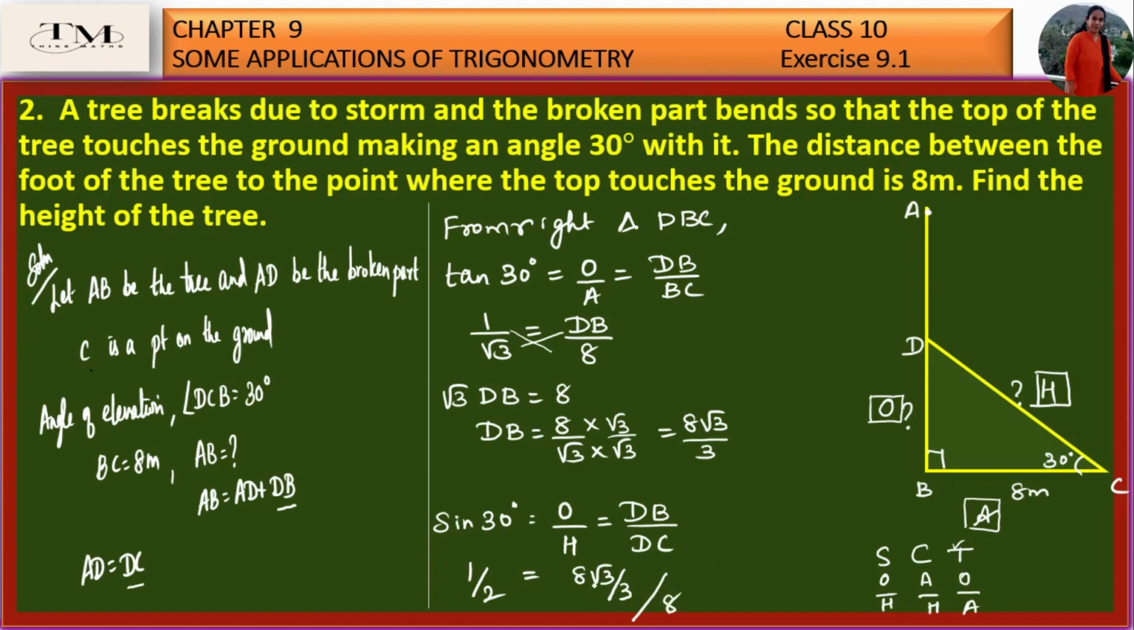Okay children, so now what we have to do? We have to cross multiply. DC is not known.